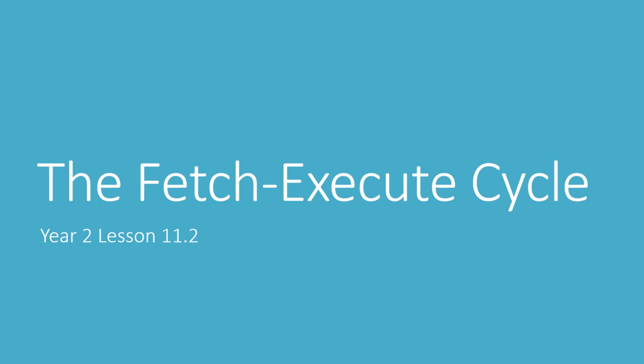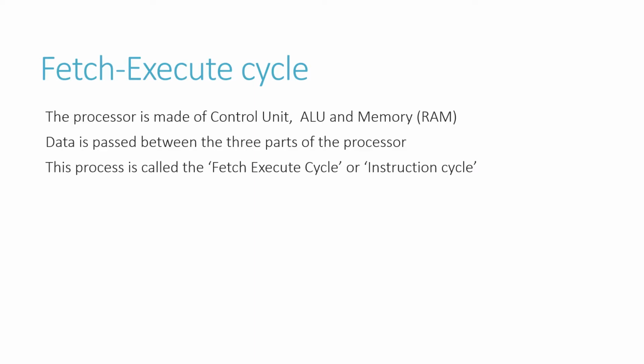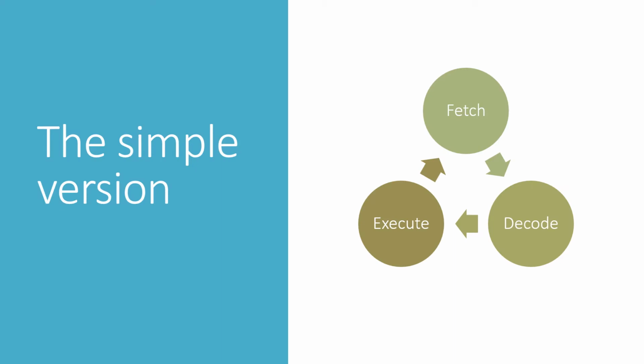Welcome back. This is lesson 2 of week 11, and in this lesson we're going to review what happens during the fetch execute cycle, also called the instruction cycle. Remember that the processor is made of the control unit, the ALU, and the memory unit, or RAM. Data is passed around between the three parts of the processor on buses. This process is called the fetch execute cycle or the instruction cycle.